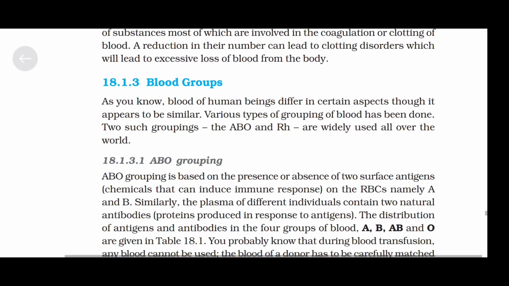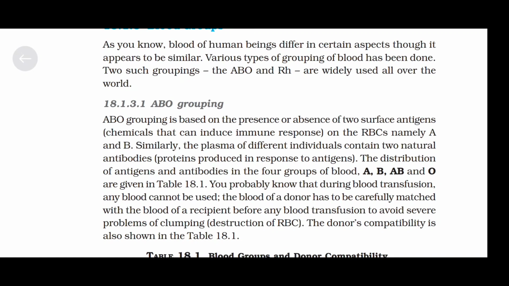ABO grouping is based on the presence or absence of two surface antigens, chemicals that can induce immune response, on RBCs, namely A and B. Similarly, the plasma of different individuals contains two natural antibodies, proteins produced in response to antigens. The distribution of antigens and antibodies in the four groups of blood A, B, AB and O are given in table 18.1.